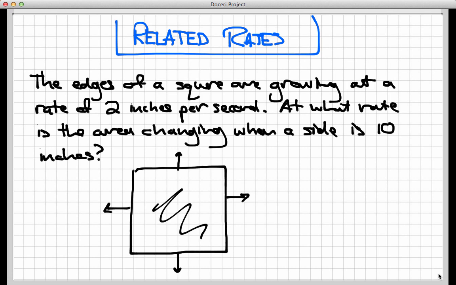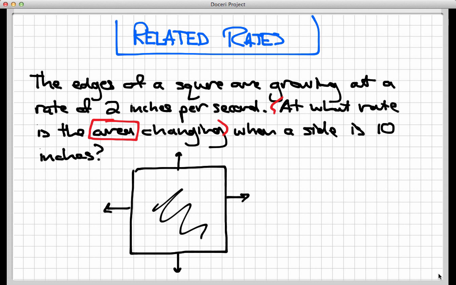This is a related rates question because we are being asked to find the rate of change in one quantity given the rate of change in another quantity. So in the quick review screencast, we stated a little workflow for how to think through these related rates questions, the very first step of which is to identify the variable whose rate of change you want. So what variable is that? Well, it says at what rate is the area changing. Okay, so the area is the variable whose rate of change we want.